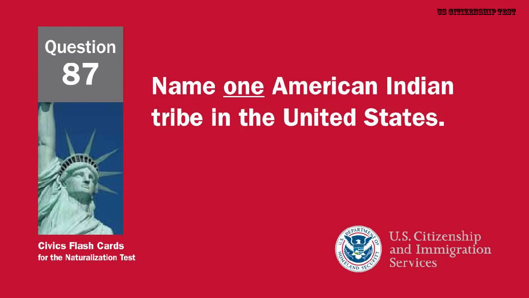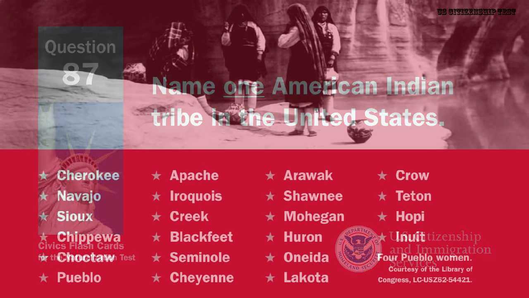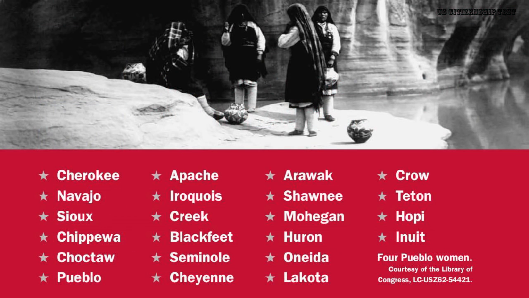Name one American Indian tribe in the United States. USCIS officers will be supplied with a list of federally recognized American Indian tribes. Cherokee, Navajo, Sioux, Chippewa, Choctaw, Pueblo, Apache, Iroquois.